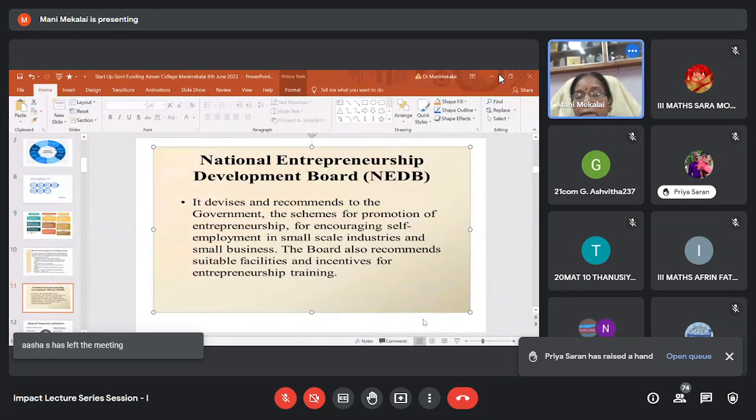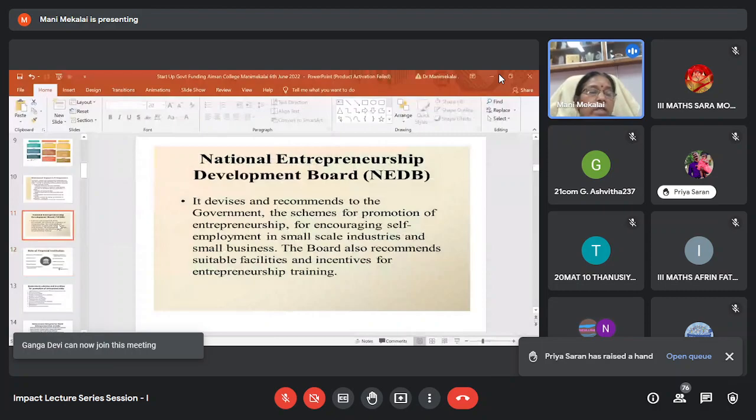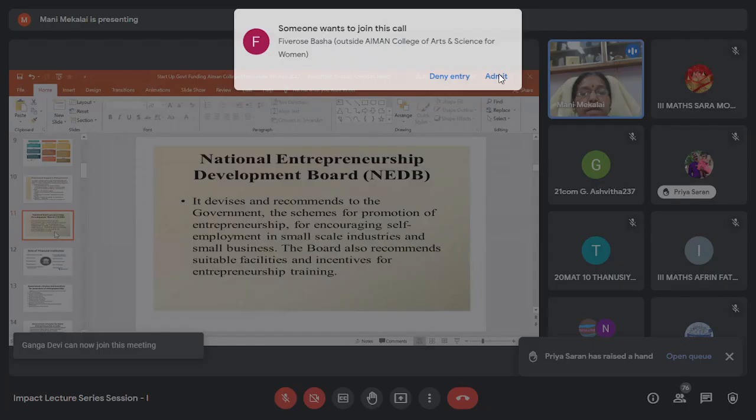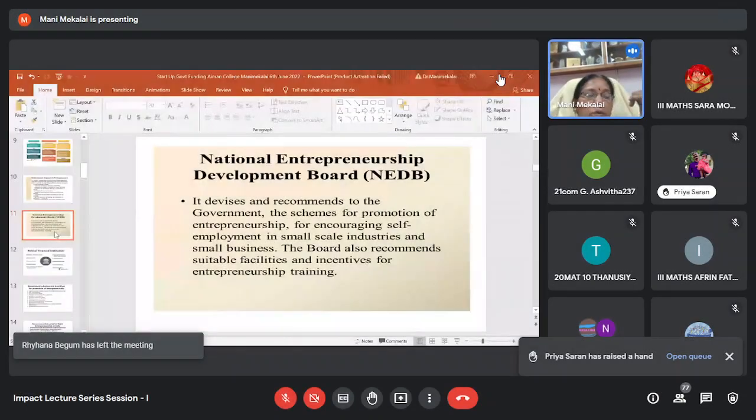Then technical consultancy. So these are the various programs and support systems available to the entrepreneurs. And you also have the National Entrepreneurship Development Board. This is very important, and it devises and recommends to the government the schemes for promotion of entrepreneurship, for encouraging self-employment in small-scale industries, and it also recommends suitable facilities and incentives. When you approach the National Entrepreneurship Development Board website, you will get to know all these details.